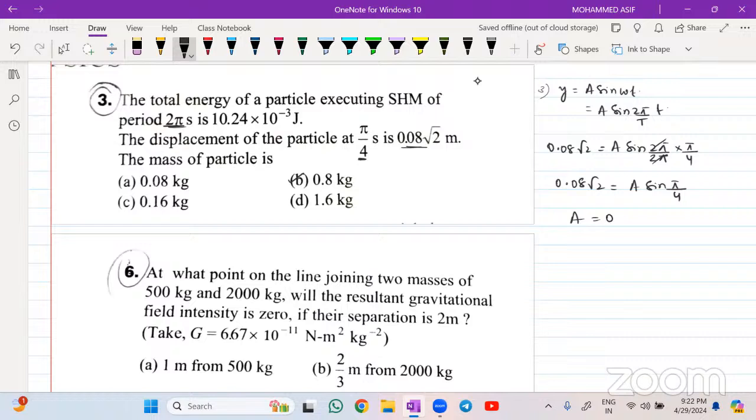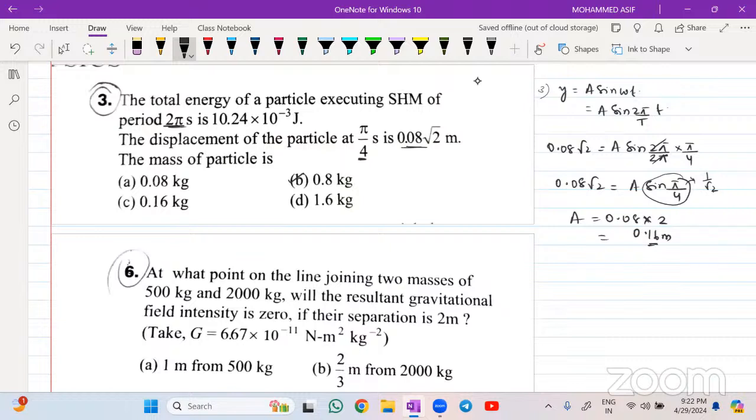Amplitude will be equal to 0.08 into sine pi by 4. How much is that? 1 by root 2. This root 2 goes to the other side, so root 2 into root 2 becomes 2. So it is 8 to the 16, that means 0.16 meter. This will be the amplitude, isn't it?